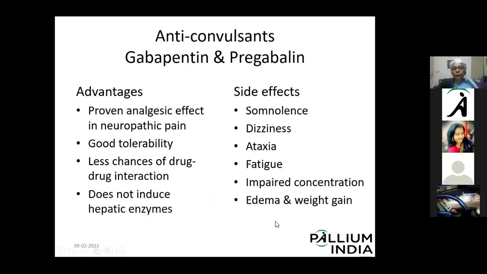So the drugs that are used are gabapentin and pregabalin. They have a generally good profile, with proven effect in neuropathic pain and good tolerability. The side effects we should keep in mind, and which have to be told to the patient, are increased somnolence, dizziness, ataxia, etc., and even weight gain.